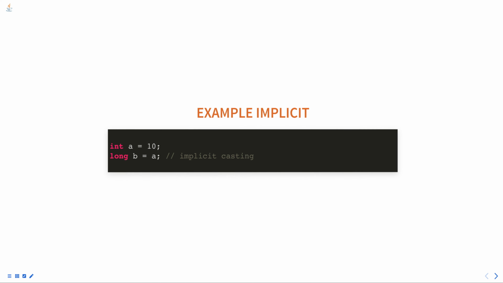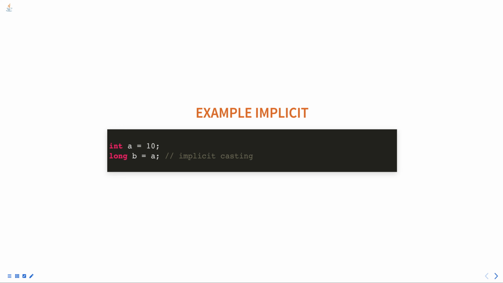Another example is implicit casting. In this example, the variable a is of type int and holds the value 10. The variable b is of type long and it is being assigned the value of a. By implicit casting, in this case, the int value is implicitly cast to a long value, which is a larger data type that can hold a larger range of values.